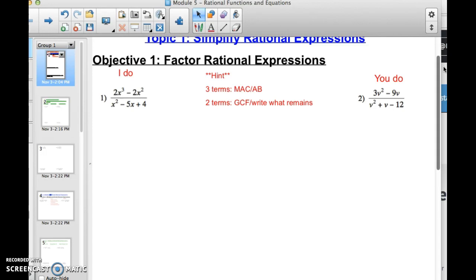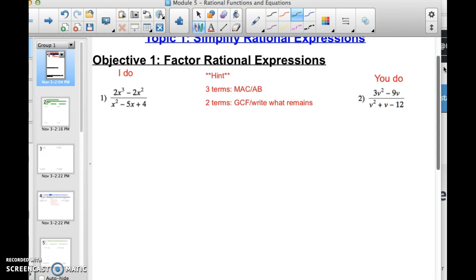If I was going to perform objective 1 on this example, factoring the rational expression, I would first look to see how many terms exist. I know that the top needs to be factored because typically when it gets to factored form, there won't be any higher powers of x cubed and x squared in this topic. So I'm going to try to factor out the x squareds and also the 2 in this case.